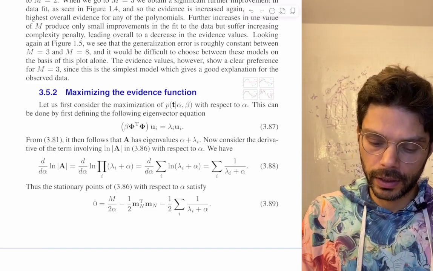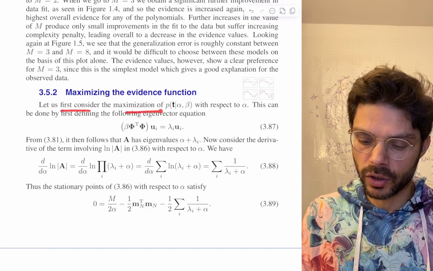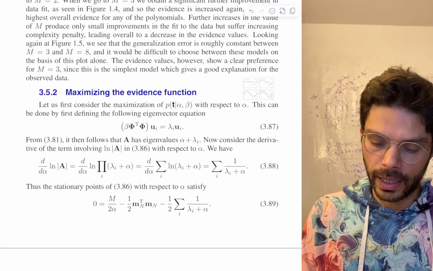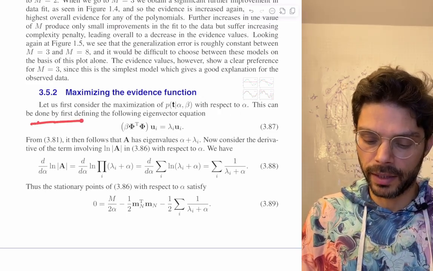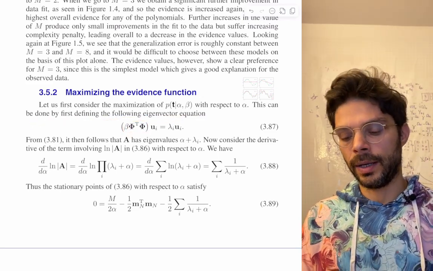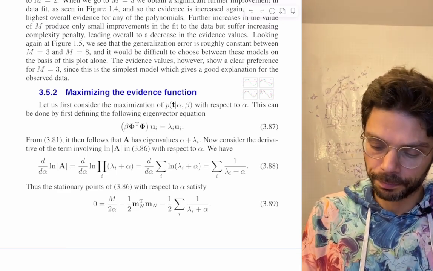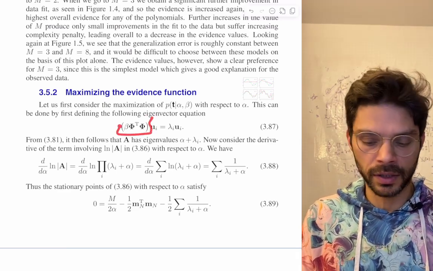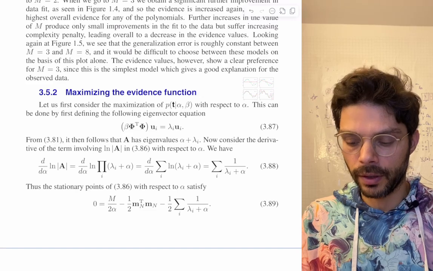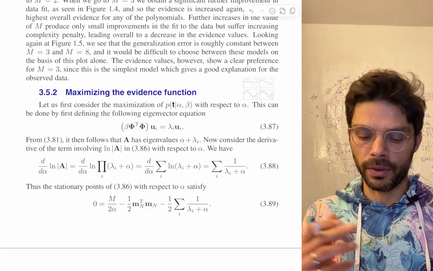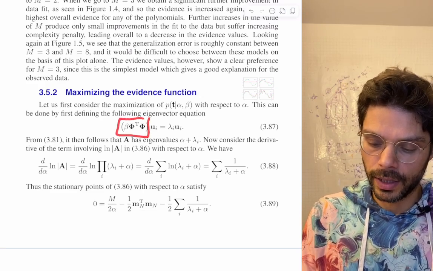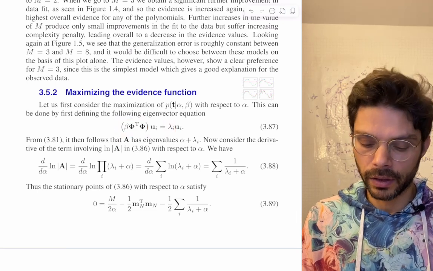Okay, so let us first consider the maximization of P of t, the data given alpha and beta, with respect to alpha. This can be done first by defining the following eigenvector equation. This is the precision of your likelihood on the weights. Whenever you see these things, it's always useful to do an eigen decomposition and switch coordinates because it decouples the variables. So we're going to do that eigen decomposition, we're going to get these eigenvalues. And why are we doing that?